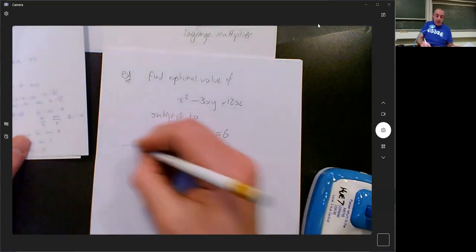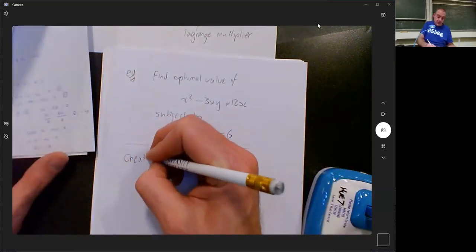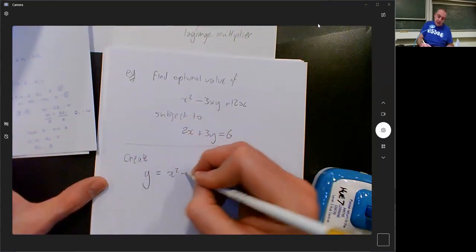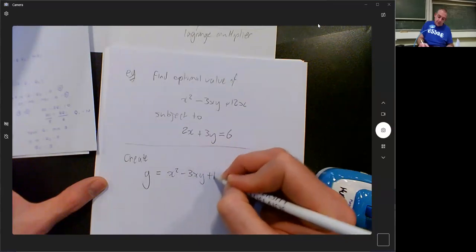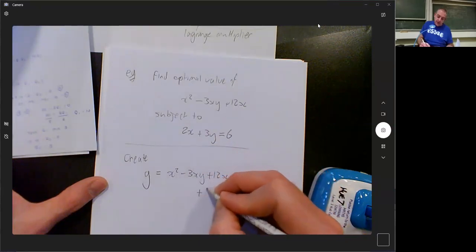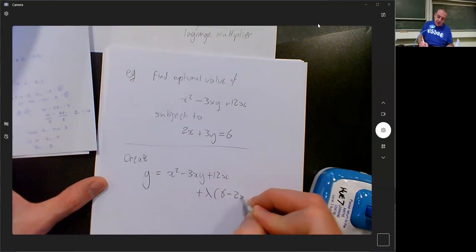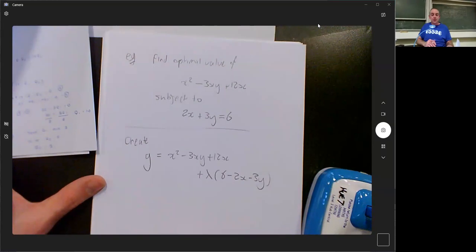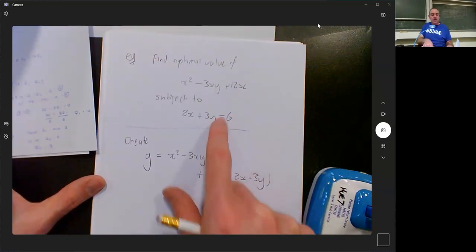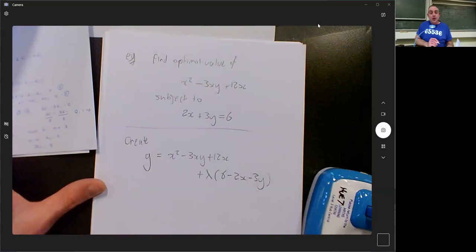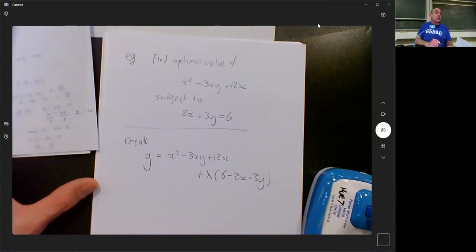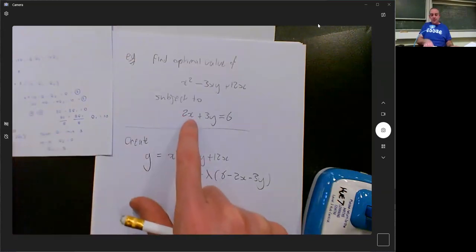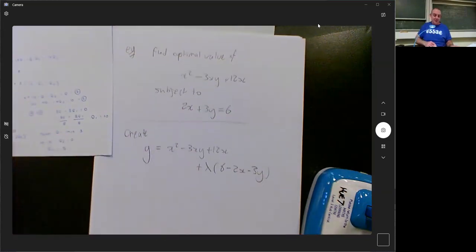And so I would have to create a new function which they call g, which is the original function I was interested in, plus lambda times 6 minus 2x minus 3y. So your lecturer prefers it to be the plain number minus this stuff, but it shouldn't make any difference to the final answer. I would prefer it as 2x plus 3y minus 6 because there's fewer minuses, but there we go.